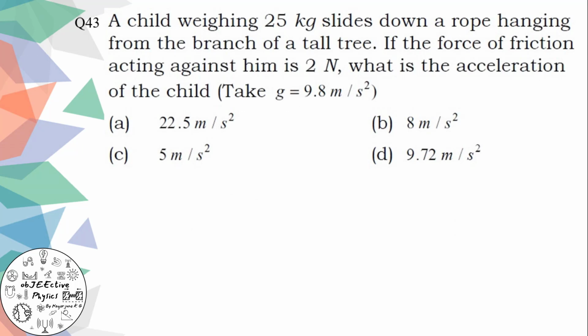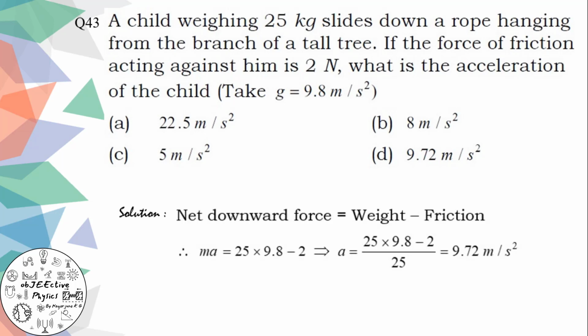43. A child weighing 25 kg slides down a rope hanging from the branch of a tall tree. If the force of friction acting against him is 2 newton, what is the acceleration of the child? Solution: net downward force is equal to weight of the child minus friction. Friction is always acting opposite to the motion. Therefore, ma is equal to 25 into 9.8 minus 2, or that implies a is equal to 9.72 meter per second square.